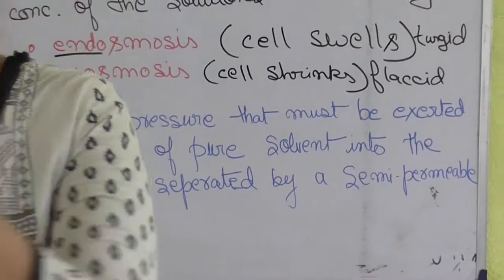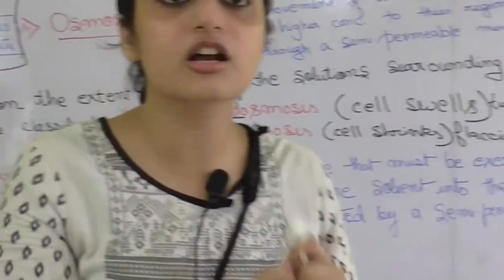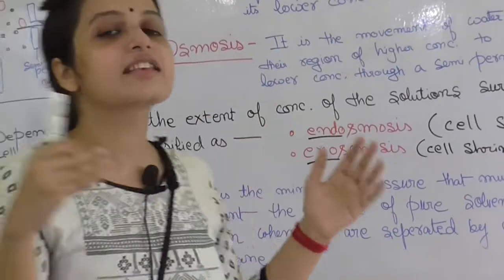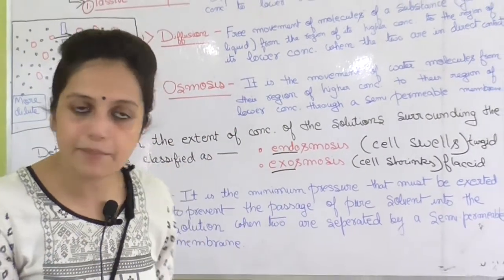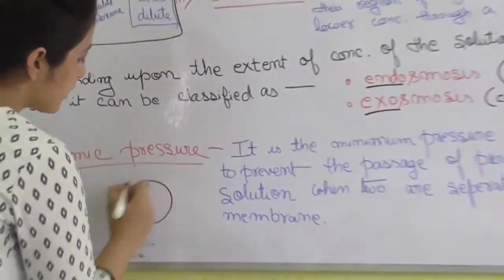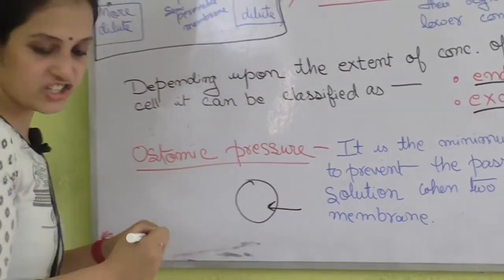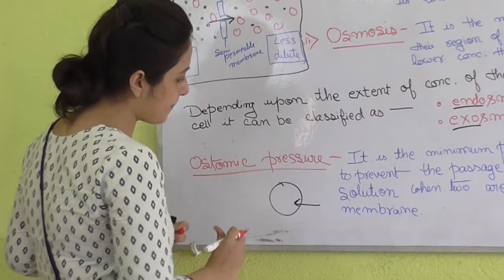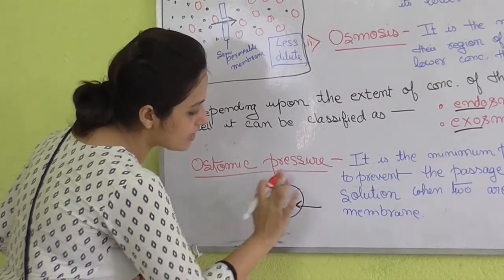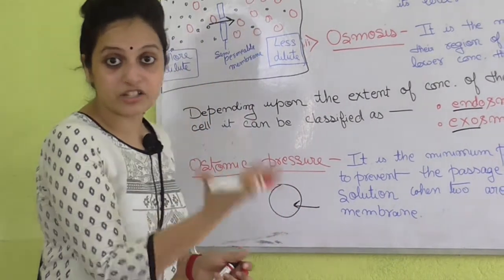Osmotic pressure is equal to turgor pressure. What is turgor pressure? When water enters the cell, it swells up. Suppose this is a cell, and constant water is entering, so the cell is swelling up. Now what happens? The cell swells up and becomes rigid, or turgid.